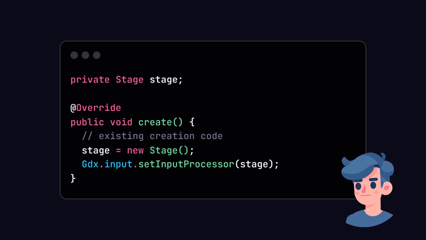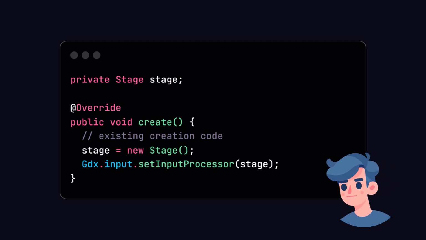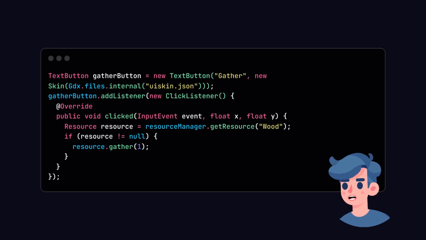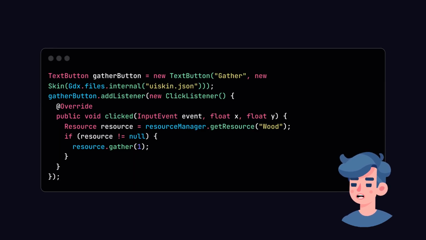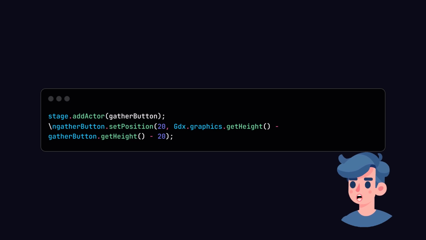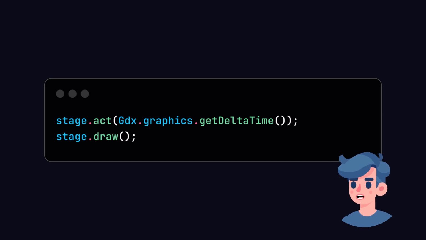Let's define a method to create a user interface, UI, to manage resources and gather them efficiently. Here, we've created a new stage for our UI. libgdx handles user interaction wonderfully, allowing us to add buttons and labels to display resource counts. This button allows users to interact and gather resources. Don't forget to add it to the stage layout. Next, in our render method, we need to call the Stage's act and draw methods to keep the UI responsive and visible.